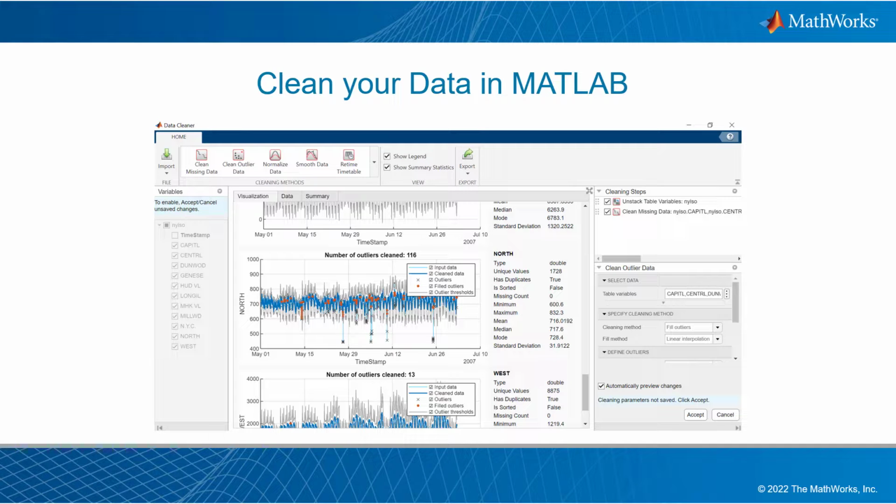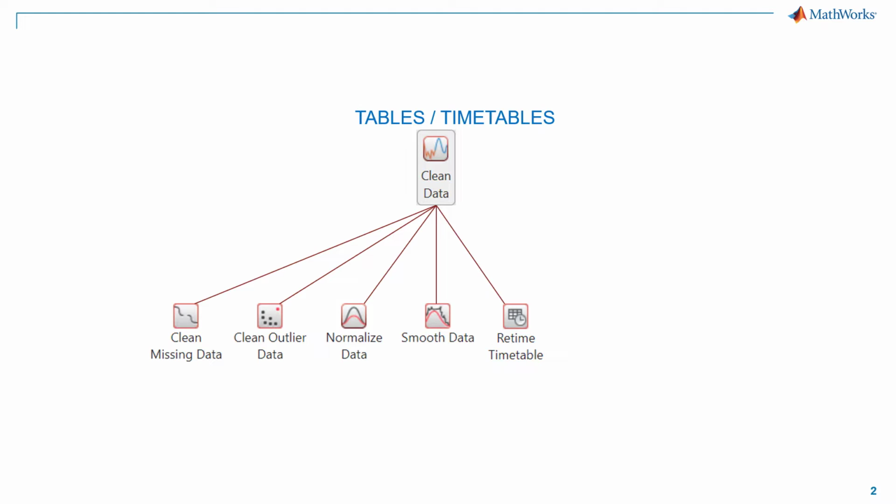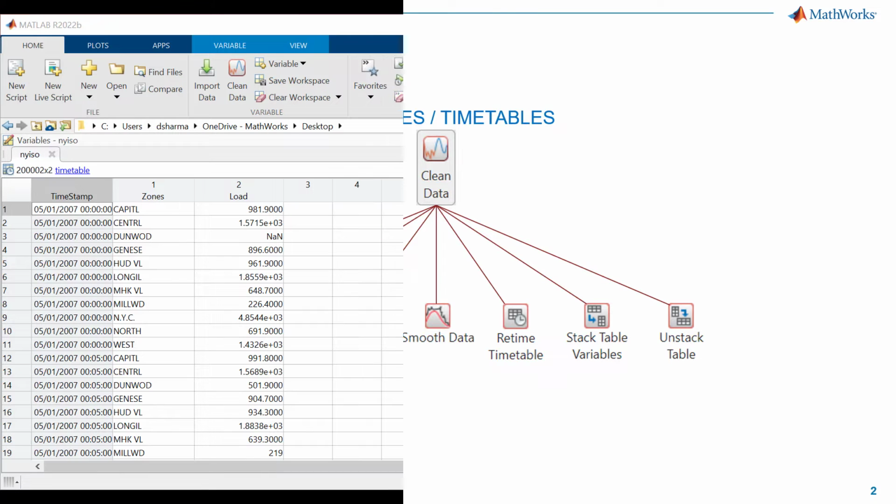Data cleaning is the process of removing or correcting data to prepare it for analysis and model development. In this video, we'll see how you can use the Data Cleaner app in MATLAB to clean and prepare your data. There are two ways to work with tabular data in MATLAB, tables and timetables. The Data Cleaner app works well for both types of datasets, allowing you to clean, retime and reshape the data. This video will demonstrate the steps to clean and prepare a timetable dataset.